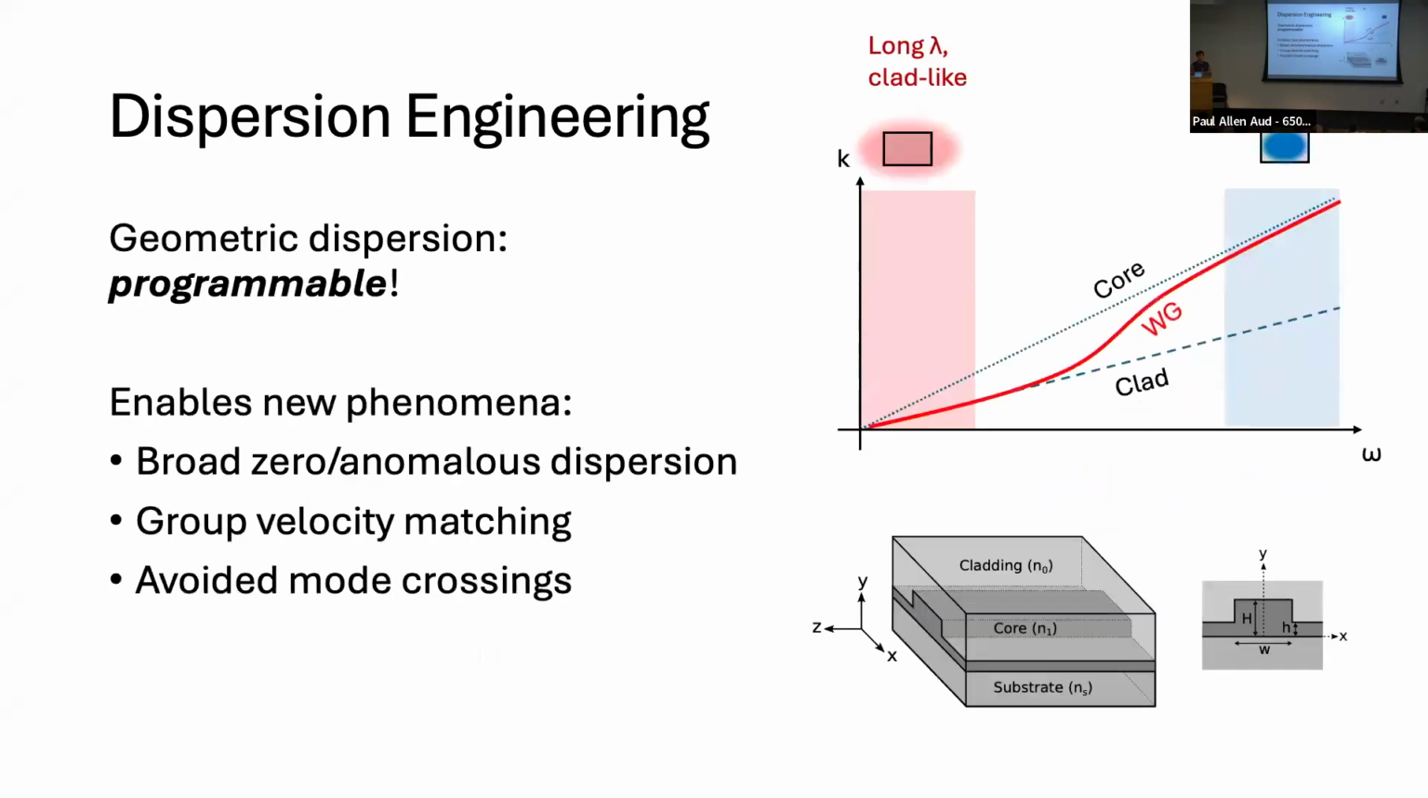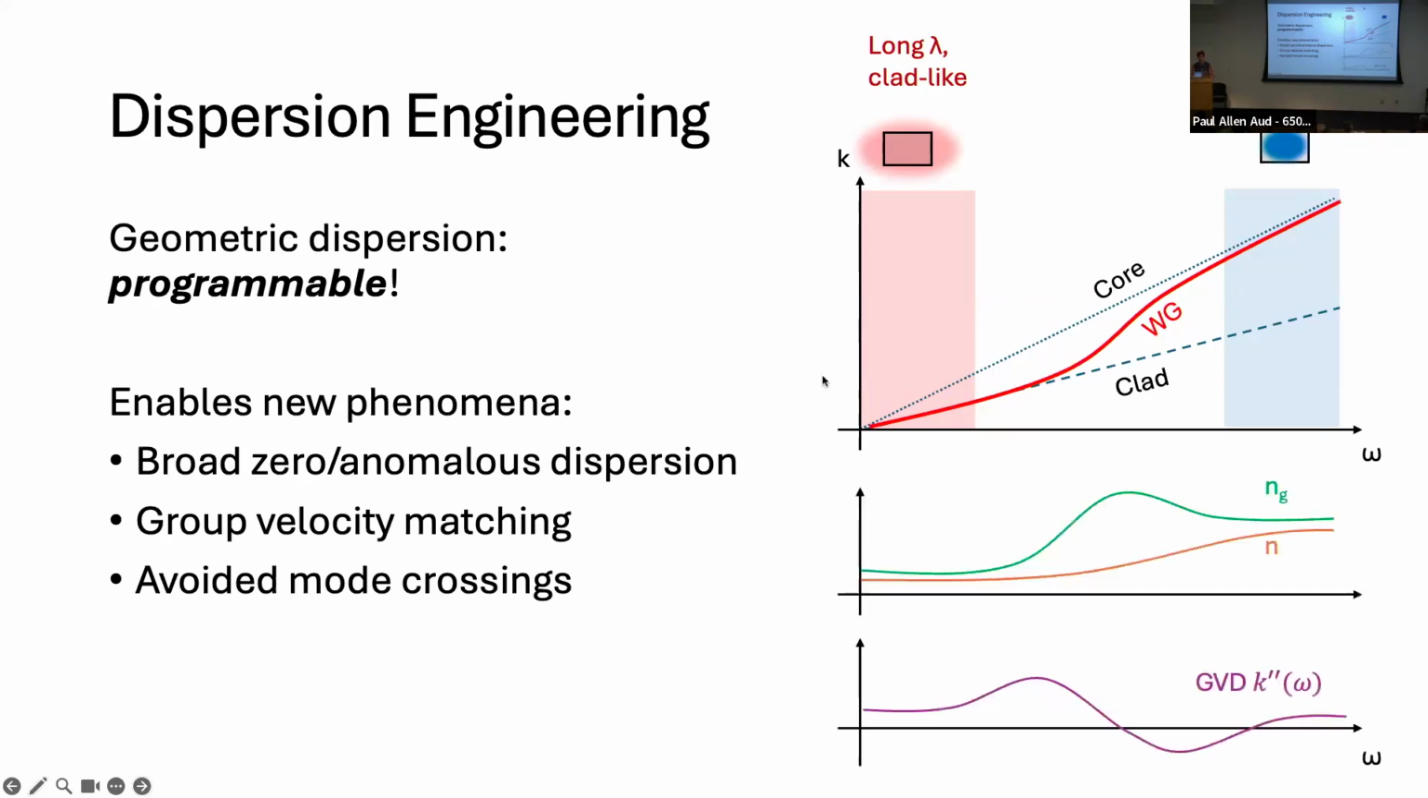So fortunately, in these waveguides, we also have something called geometric dispersion, and this is a programmable form of dispersion. In a waveguide, you have a dispersion relation that couples your core to your cladding. And so it's going to be core-like at short wavelengths where it's tightly confined, and it's going to be cladding-like at long wavelengths where it's loosely confined. And what you can see from this is that the line has to interpolate between the dashed curve and the dotted curve. And so you're going to get a point where the slope is highest, and that's going to correspond to a peak in the group index, which also corresponds to a 0 in the group velocity dispersion.